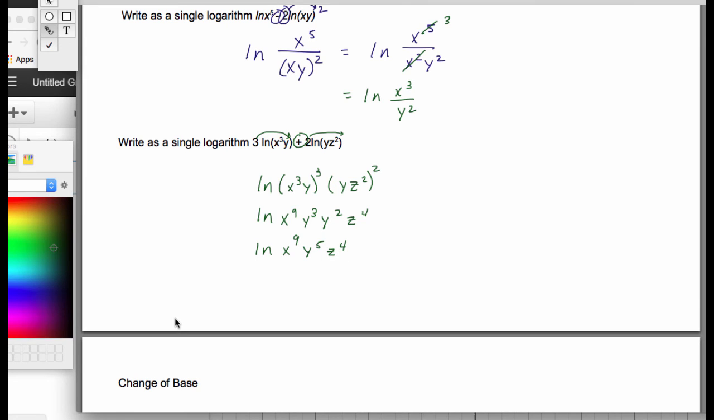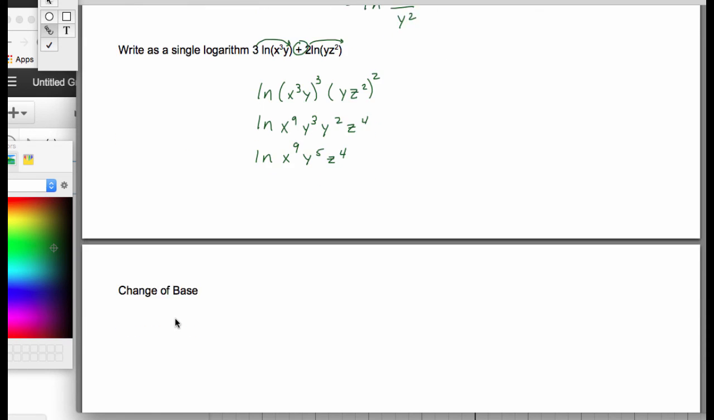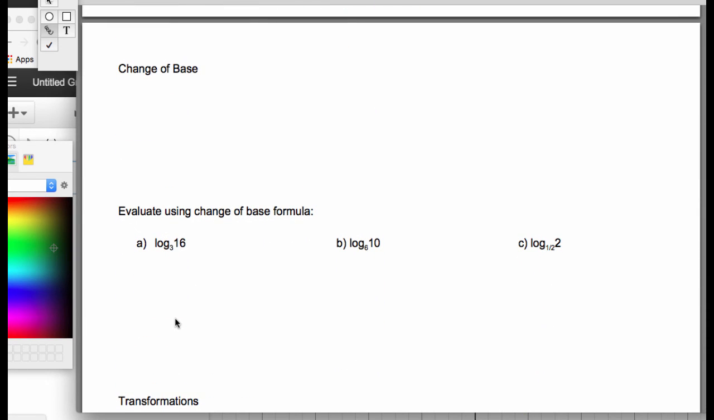All right, so that's the basics of splitting and combining. Let's talk about change of base. What happens a lot of times is calculators will be able to evaluate a logarithm that doesn't have a base of either 10 or natural log. But if you've got a little bit older calculator, it's only got either log, which is base 10, or natural log, which is base e.